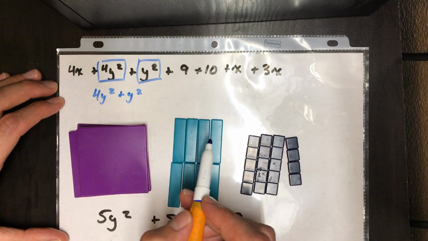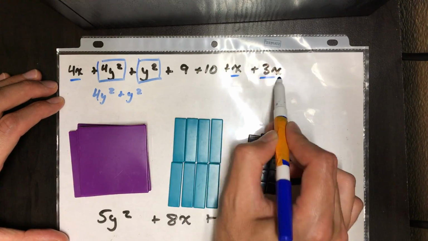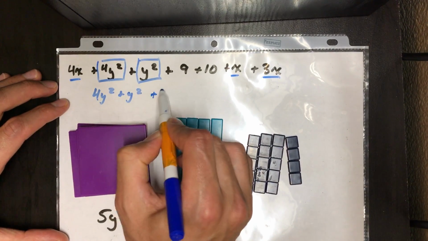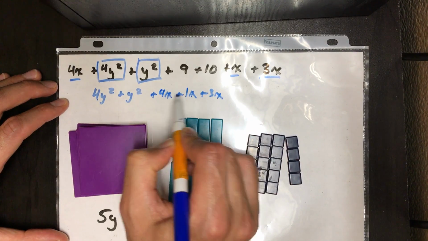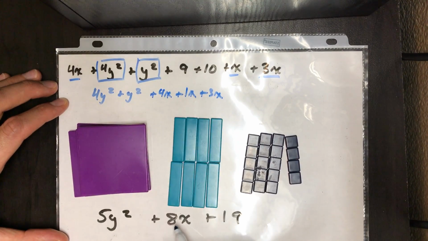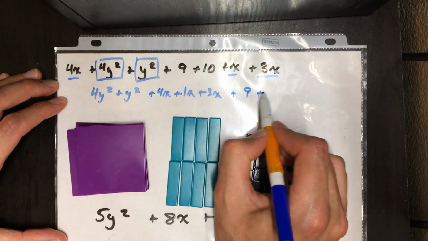Cool. All right, let's go to our x terms. I'll put an underline there, and an underline there, and an underline there. So I've got plus 4x plus 1x and plus 3x. 4 plus 1 is 5. 5 plus 3 is 8. Boom, got that. And then we got our ones. So plus 9 and plus 10 and 19.